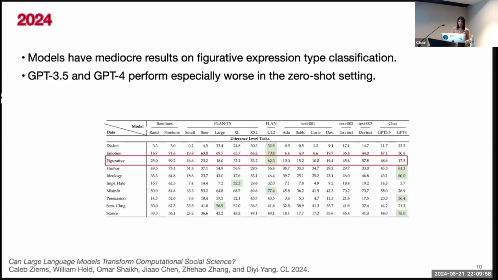Okay, another way to test models' ability to detect figurative expressions is through classification into types, like is it an idiom, simile, metaphor, sarcasm, etc. So there's a recent CL paper from Young's group that tested models on this task. And they found that models had mediocre results on this classification task. In particular, GPT-3.5 and GPT-4 performed especially poorly in the zero-shot setting. So we're kind of seeing a pattern.